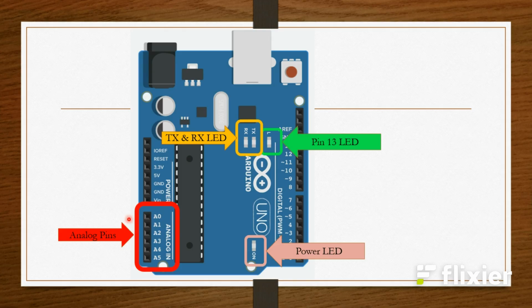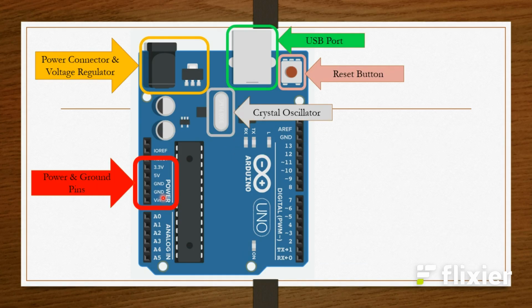Analog pins A0 to A5. On the other side of the board, we have 6 analog pins labeled A0 to A5. These are used for analogRead to read values from analog sensors like temperature or light sensors. They convert the signals into numbers between 0 and 1023 using a 10-bit ADC. Tip: these analog pins can also be used as digital pins. A0 becomes digital pin 14, A1 becomes digital pin 15, and so on.